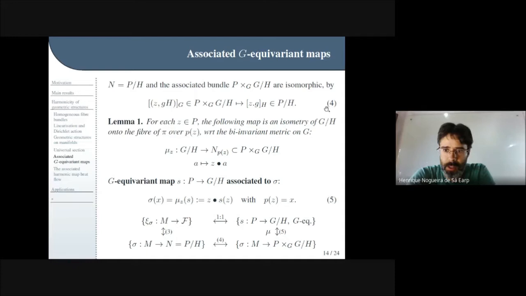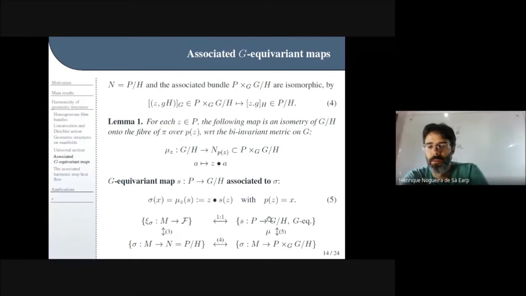Right? So, I mean, this bit is an isometry. So the one-to-one correspondence I had before between sections of F, so geometric structures, and sections of N, now the rigorous definition of P mod H is in fact 4. So it's actually the associated bundle with fiber G mod H, right? And the isometry mu from the lemma maps these to G equivariant maps from the total space of P to G mod H. So G mod H valued maps are defined on the total space of P.